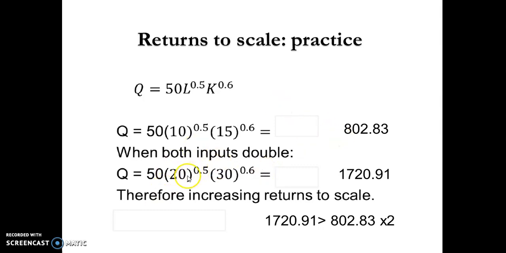So now you can see after we've doubled our inputs, output is now 1720. Now, very quickly, if you were to double 802, you're going to get 1604 roughly. So you can see that by doubling this, it is in fact smaller than that value. So therefore, we have increasing returns to scale because although we doubled our inputs, our output has more than doubled. So you can see that this is greater than a doubling of this value.